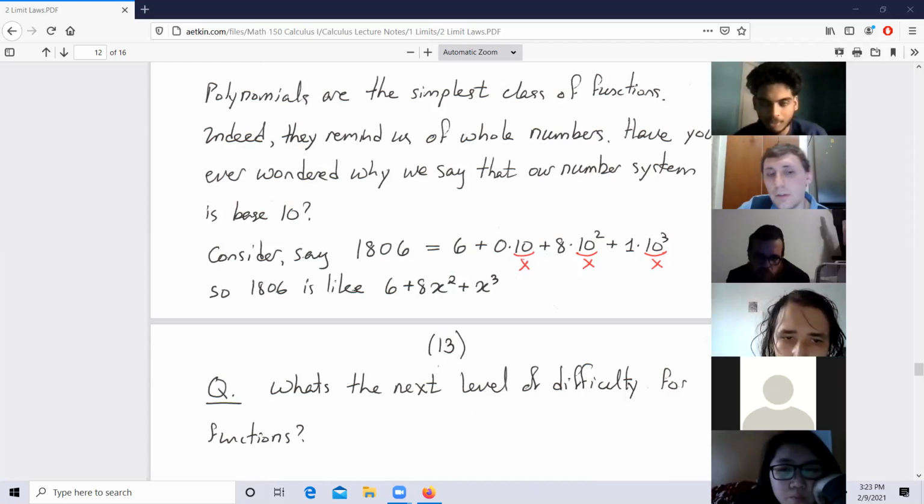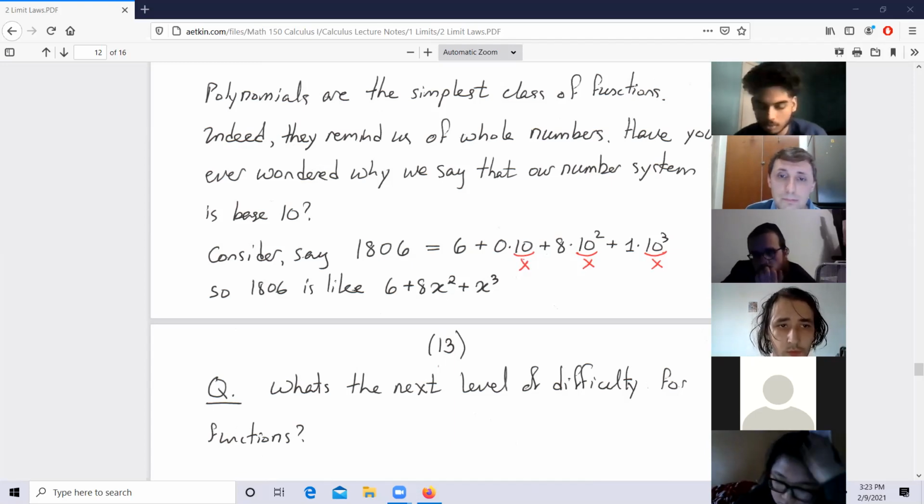So here is the next question, guys. What's the next level of difficulty for functions? So we have polynomials. They are the simplest operations because they only use multiplication and addition. What's the next level of difficulty? Next functions. Rational function. Exactly. So now we are allowed to introduce division.